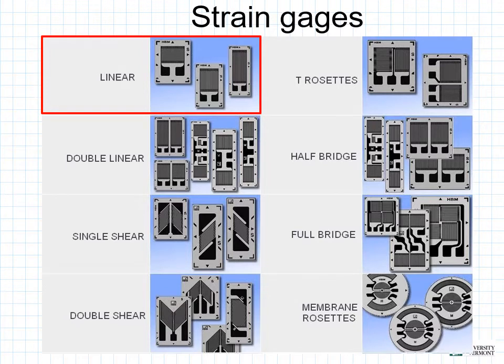Now there are a lot of different types of strain gauges. We'll be using, you can see in the top left here, the linear strain gauges, as you just saw in the previous slide. We also have some double linear, single shear, double shear, T-rosettes, half bridge, full bridge, and membrane rosettes. For different applications, we may want to utilize different strain gauges.